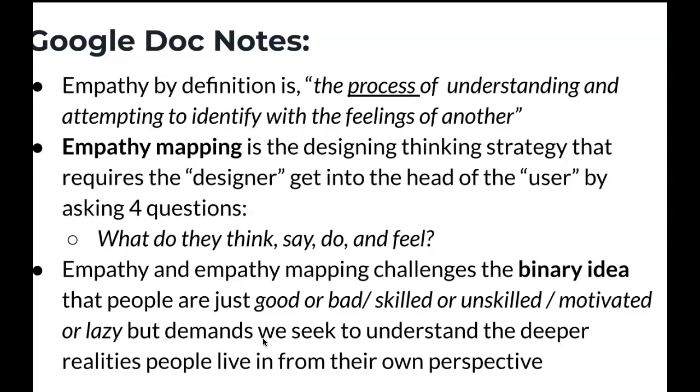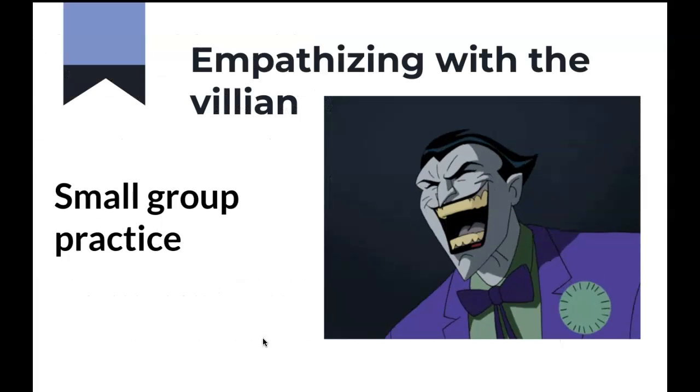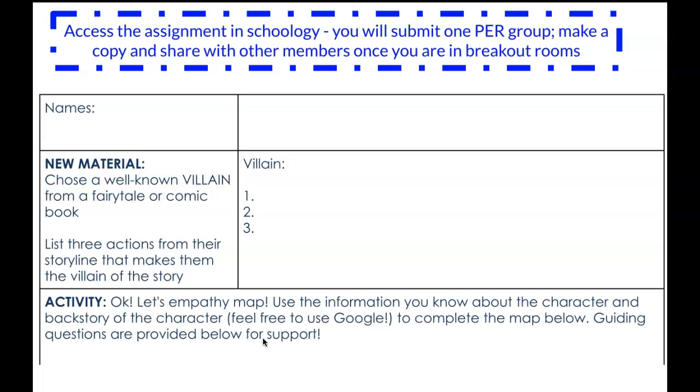So for this second lesson on empathy mapping, we're going to do an activity in small groups called Empathizing with the Villain, based on what we're already learning and continuing to practice on empathy mapping. The assignment is in Schoology, one per group. You'll copy the assignment, which is in the folder I'm going to share with you with this video, into Schoology. Once I put them in breakout rooms, just have one person make a copy and share it with all the members. The steps are really clear in the assignment.